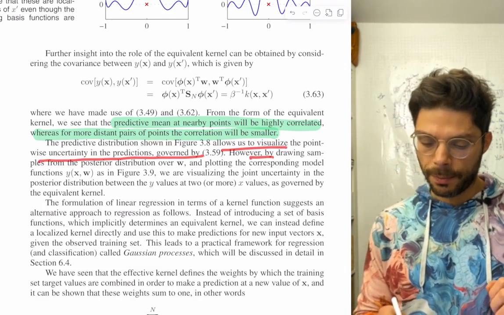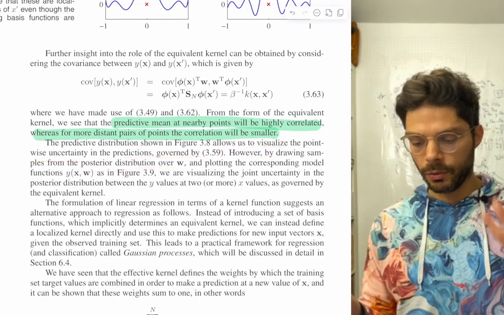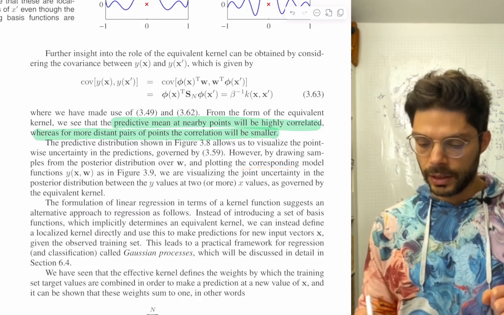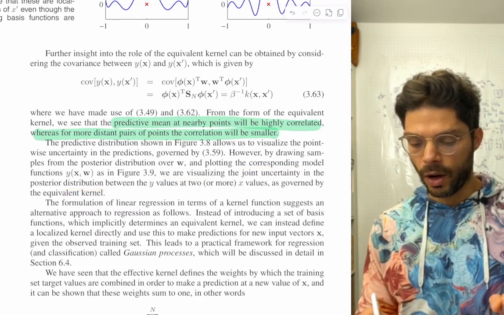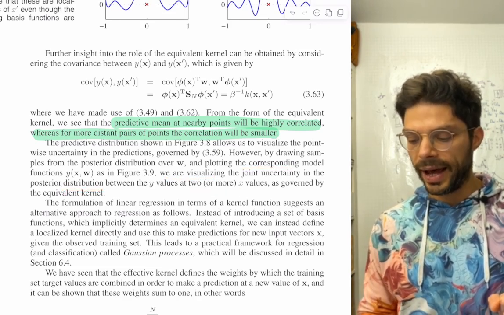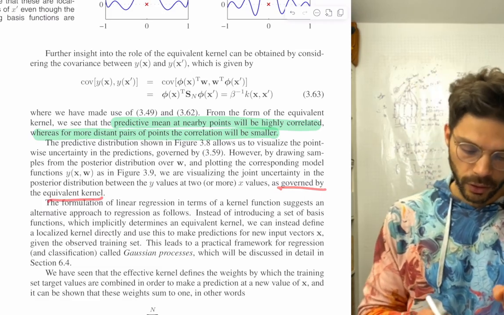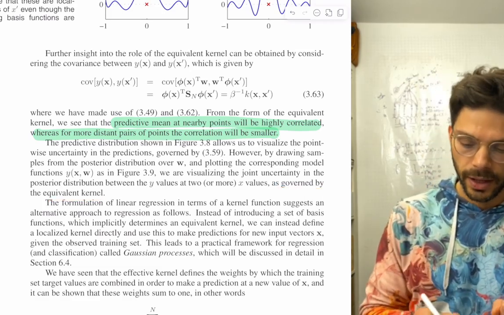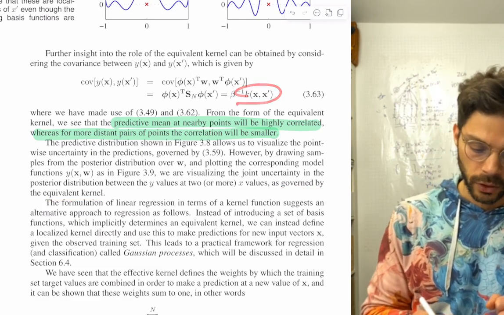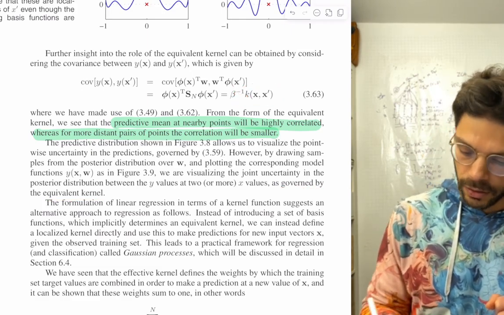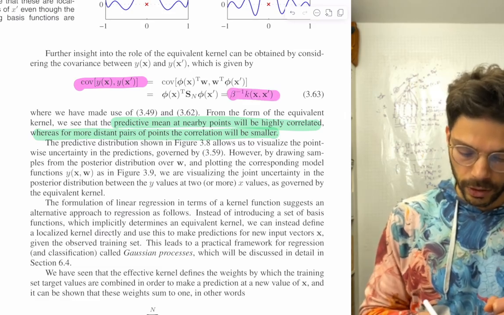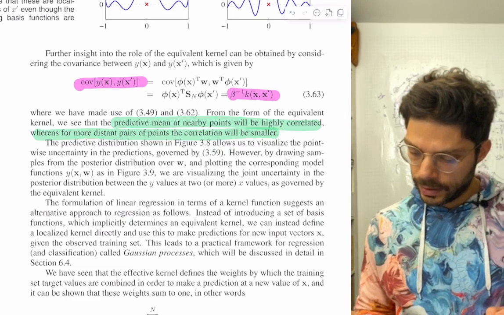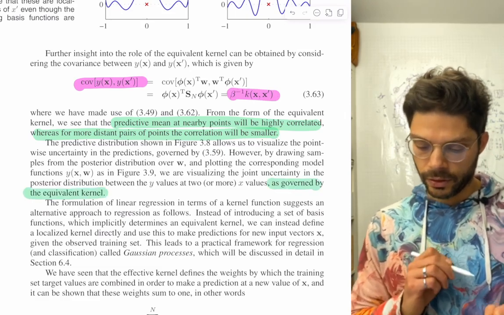However, by drawing samples from the posterior distribution over w, which is what we did, and plotting the corresponding model, we are visualizing the joint uncertainty in the posterior distribution between the y values of two or more x values, as governed by the equivalent kernel. So now we know how those things vary, and that's going to be determined by this equivalent kernel. Let's highlight a few things. The covariance of this is going to equal that, which is pretty cool, governed by the equivalent kernel.